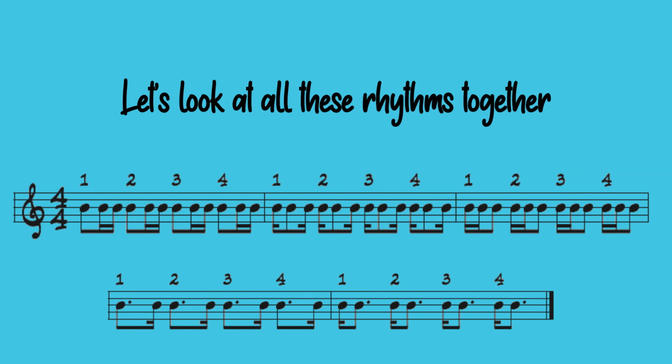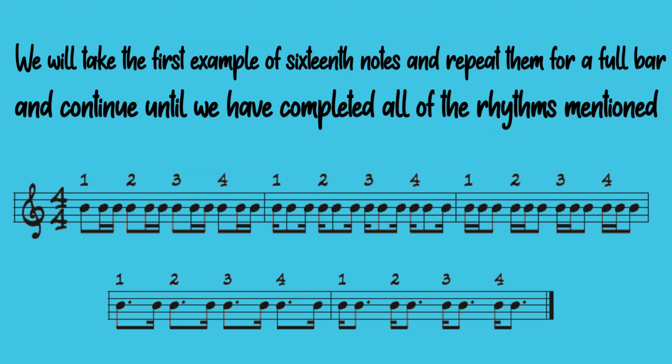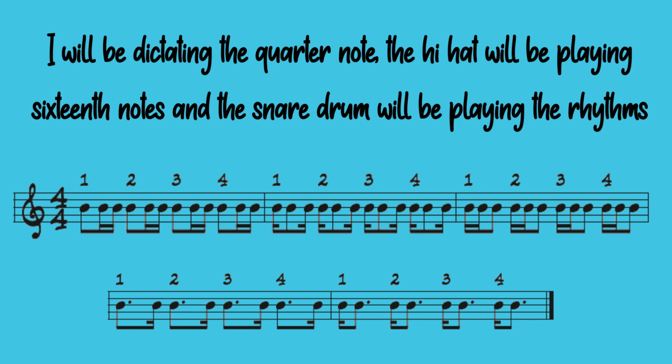Let's look at all these rhythms together. We will take the first example of 16th notes and repeat them for a full bar and continue until we have completed all of the rhythms mentioned. I will be dictating the quarter note, the hi-hat will be playing the 16th notes, and the snare drum will be playing the rhythms.